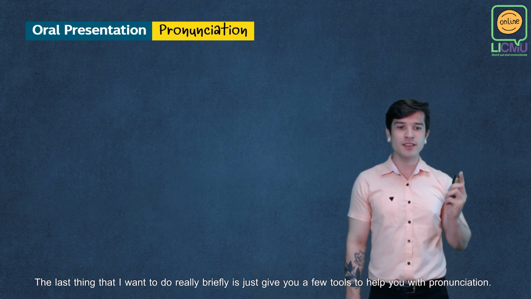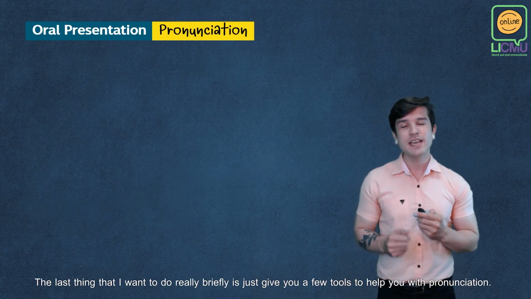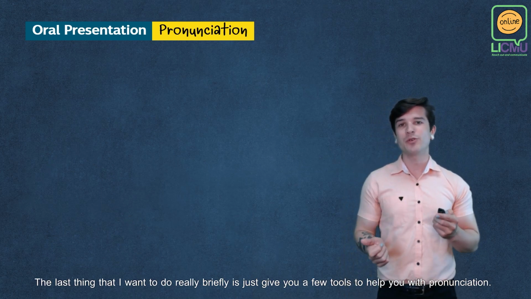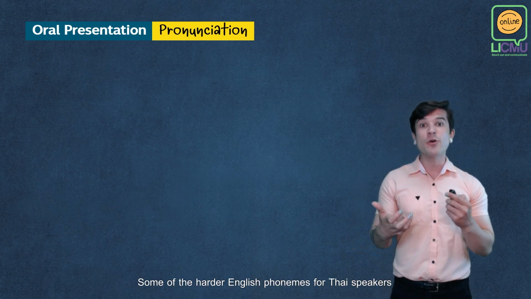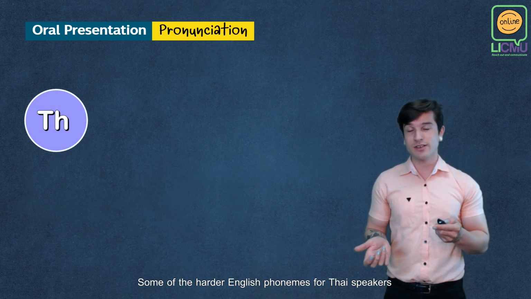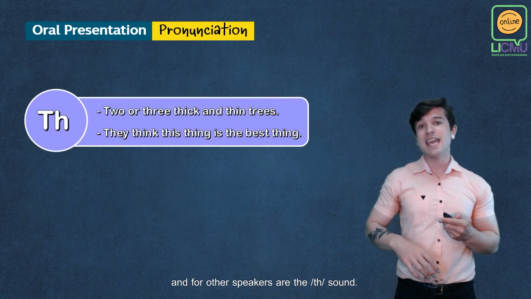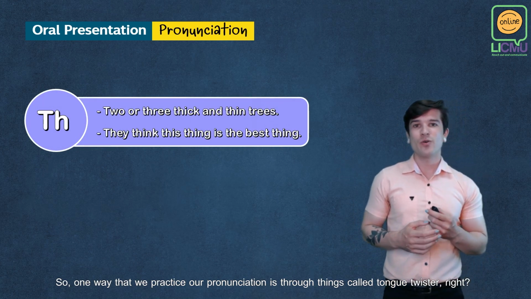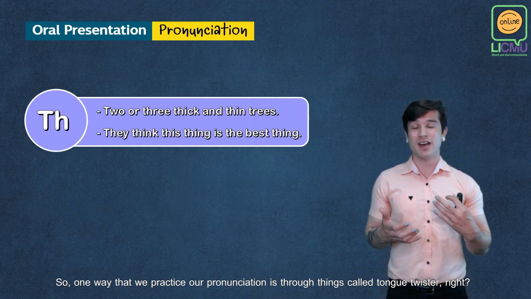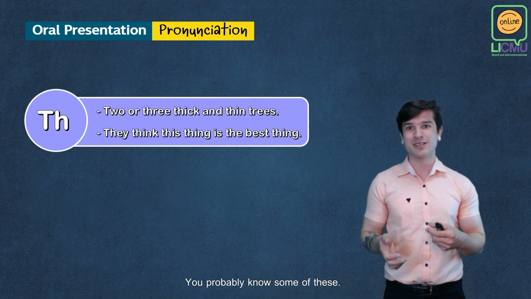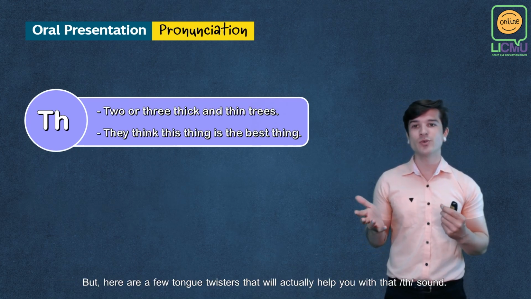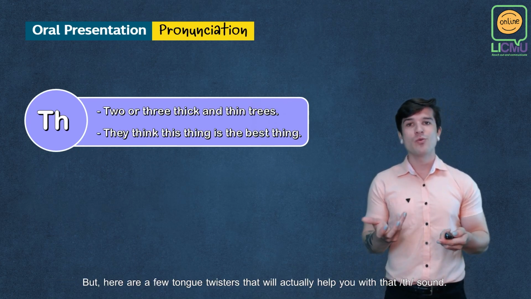The last thing that I want to do really briefly is just give you a few tools to help you with pronunciation. Some of the harder English phonemes for Thai speakers and for other speakers are the TH sound. So one way that we practice our pronunciation is through things called tongue twisters, right? You probably know some of these. But here are a few tongue twisters that will actually help you with that TH sound.